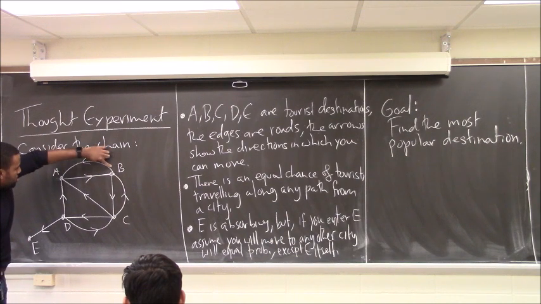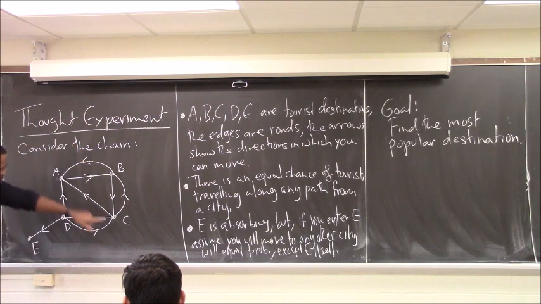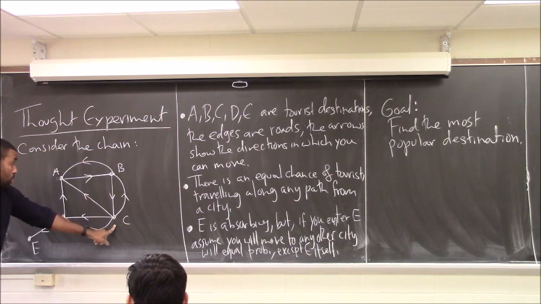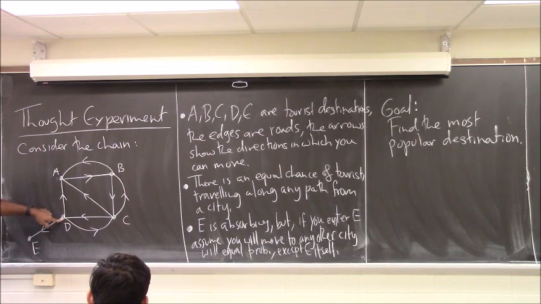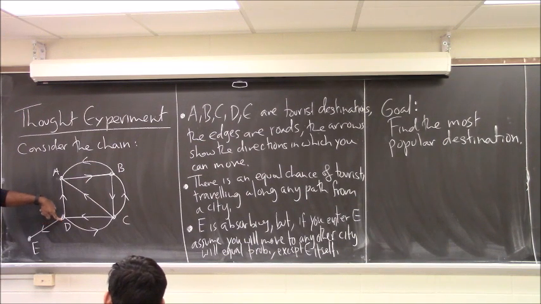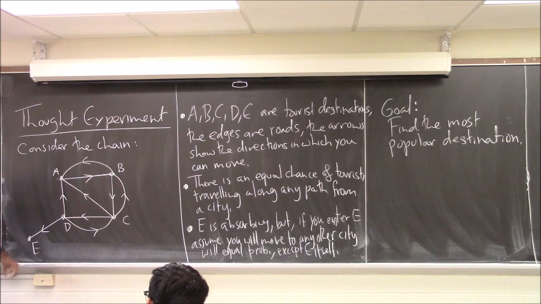B. How many people going to B? Well, people can go along 2 paths to get to B. C. People can go along 2 paths to get to C. D. People only go along 1 path to get to D. E. There's only 1 path to get to E. It looks like A is going to be the most popular, but let's actually make sure.